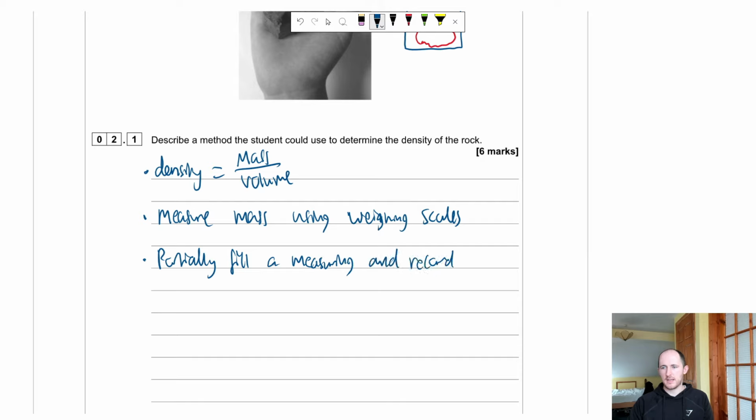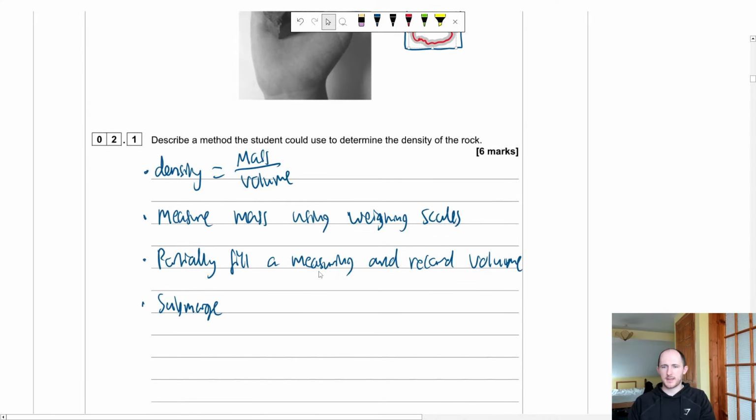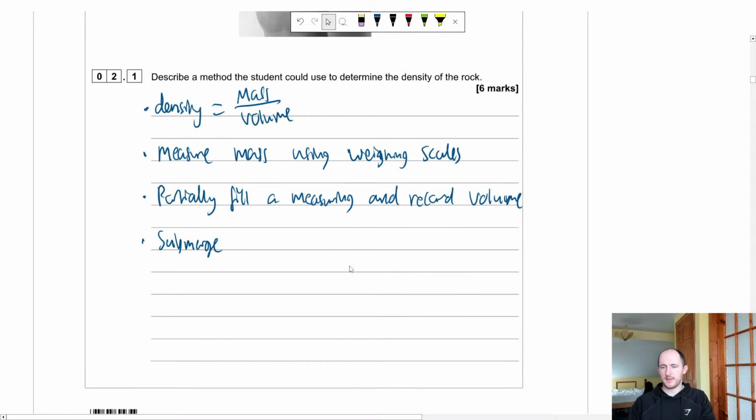So again, you can fill it all the way to the top, but in my opinion, the easier way to do it is to fill it, let's say, halfway, read what the volume is, and submerge the rock. It is important that you submerge it, because if you don't, then, for example, if this rock was at the top somewhere, only the volume of the bottom bit is being measured, because that's the only bit that's actually submerged. So keep that in mind. Submerge the rock and record the final volume.